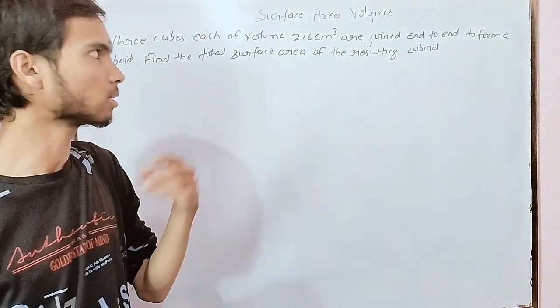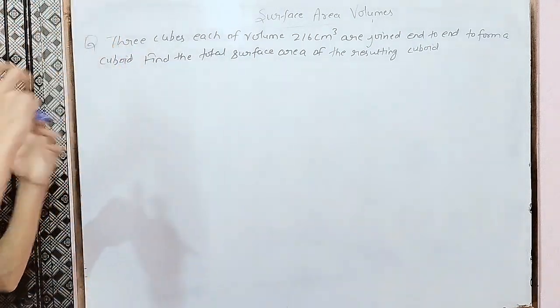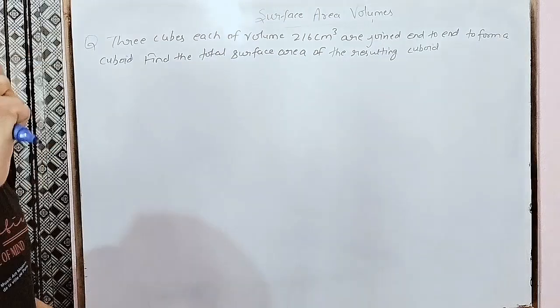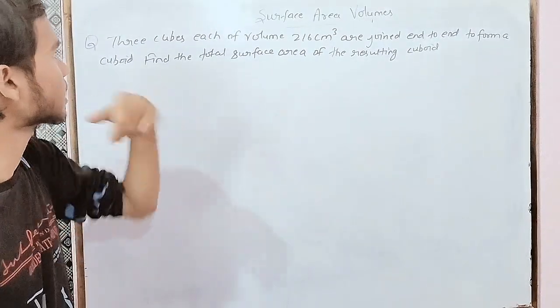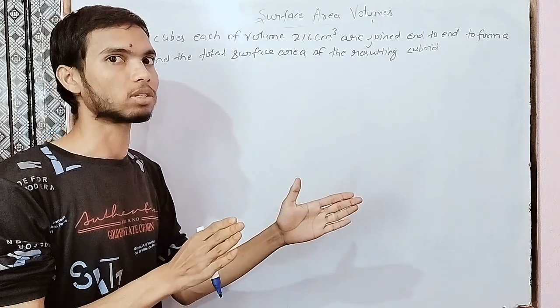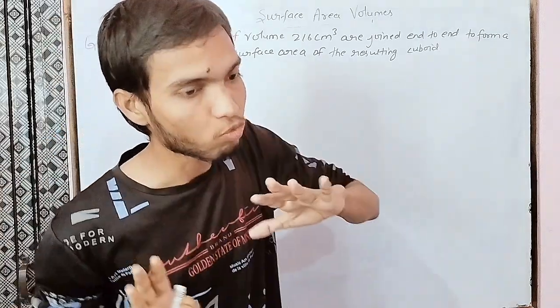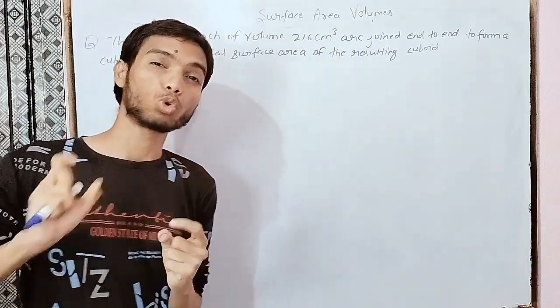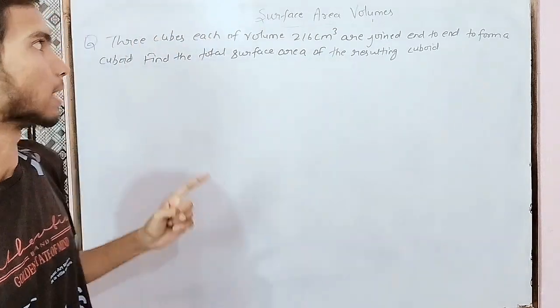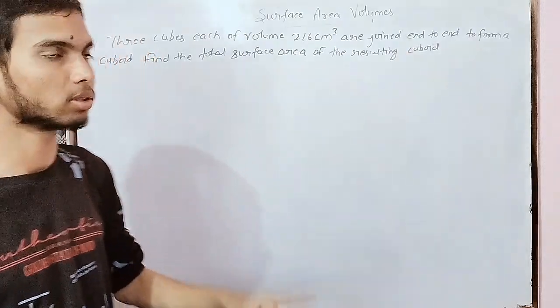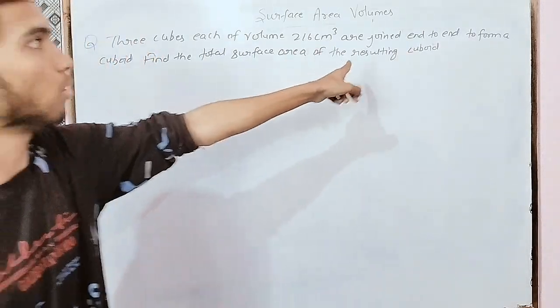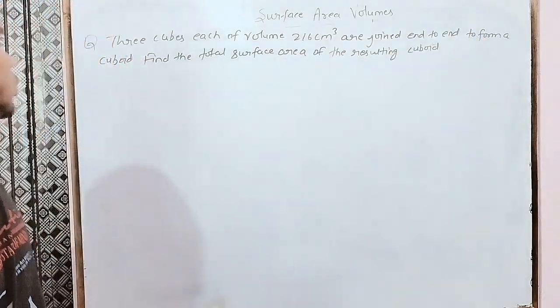So the question is saying find the total surface area. It is not saying find the total volume of a cuboid. No, instead it is saying total surface. It is not also saying lateral surface. No, total surface we will be finding of a cuboid. Again, of a cuboid, not of a cube.